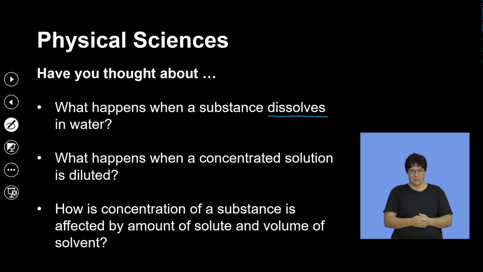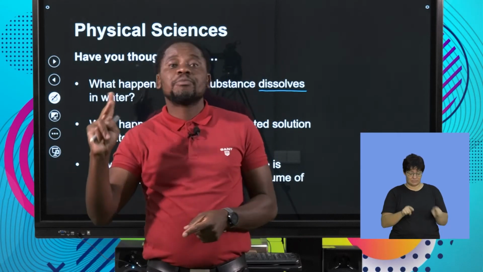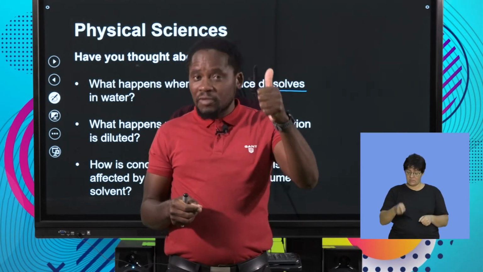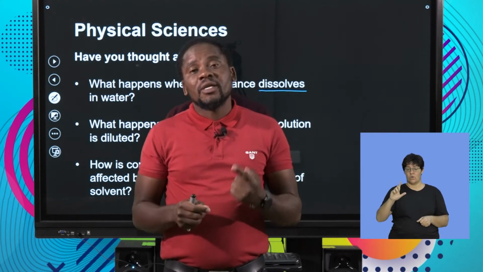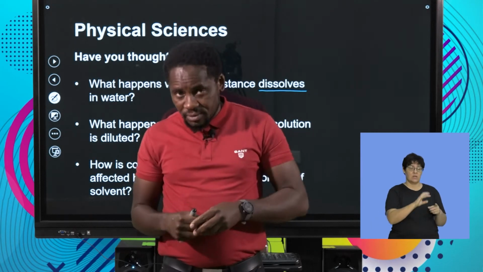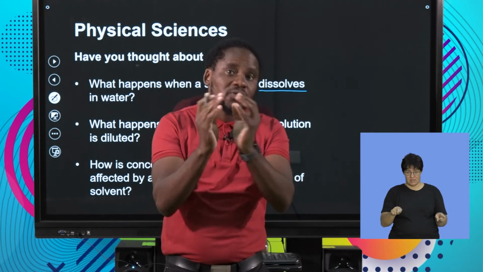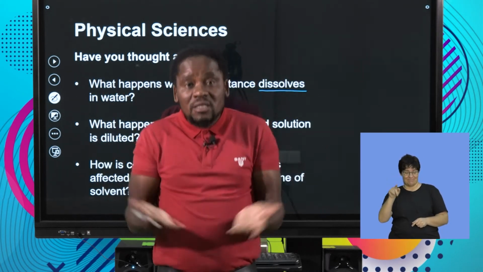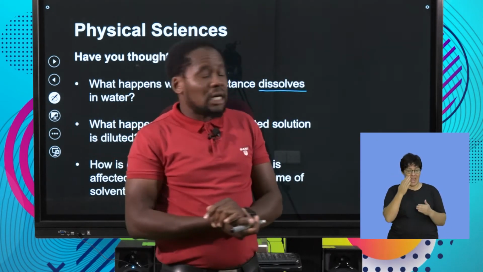The third question says, how is the concentration of a substance affected by the amount of solute and the volume of solvent? There are two quantities that contribute to the concentration of a solution. One is the moles of the solute, and secondly, the volume of solution. Hence we talk about the moles of solute per unit volume of solution. We want to answer these questions by the end of this session.